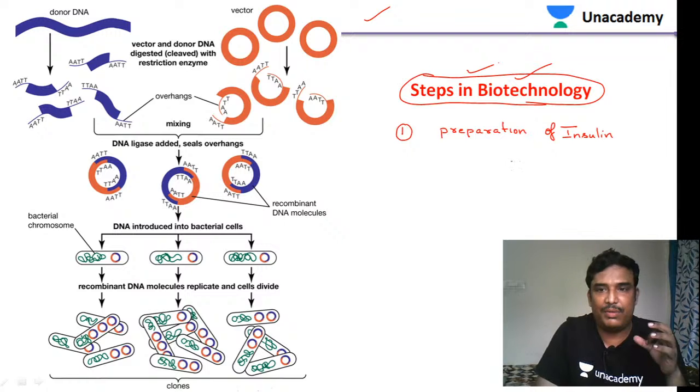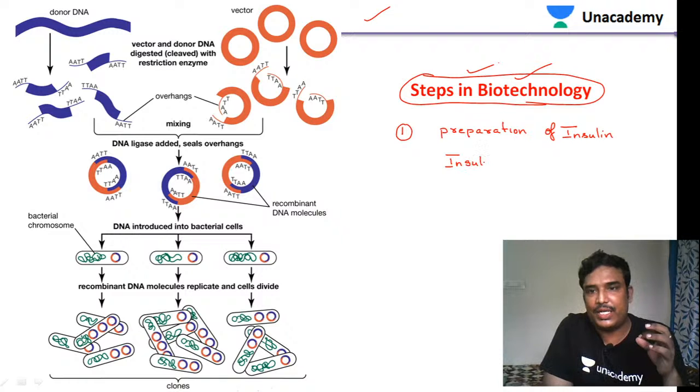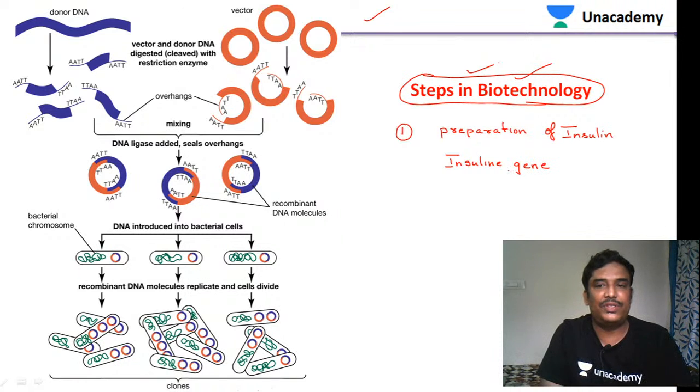The insulin gene is present in humans. First, we have to separate the insulin gene from the human DNA. Where is the insulin gene present? It is present on human DNA, and from human DNA we have to separate the insulin gene.